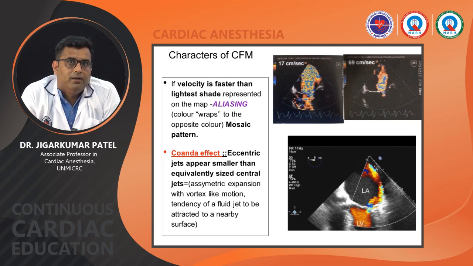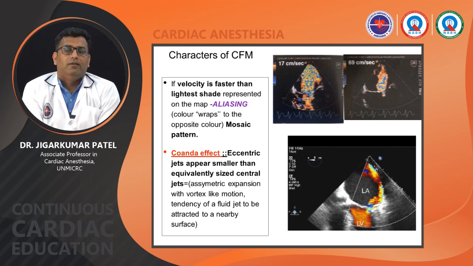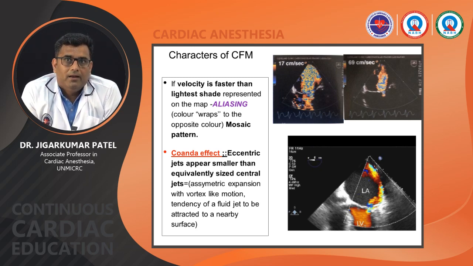Second important is the Coanda effect. When an eccentric jet appears smaller than an equivalent size central jet, it is due to this asymmetric expansion with vortex-like motion and the tendency of the fluid jet to be attracted to the nearby surface. So due to the Coanda effect, you can be misguided by underestimating the regurgitation level. Even with this Coanda effect, moderate MR will look like mild MR, but if this occurs, then it is always a moderate to severe type of regurgitation.